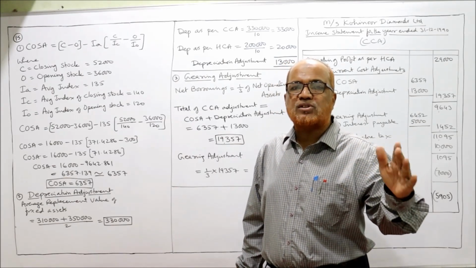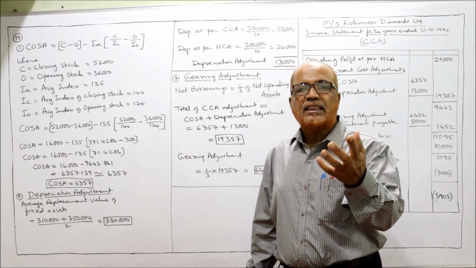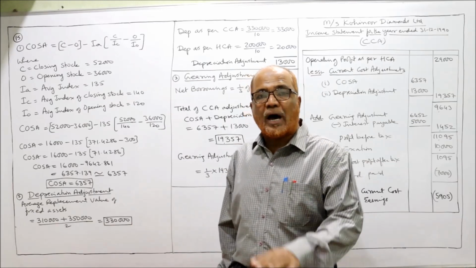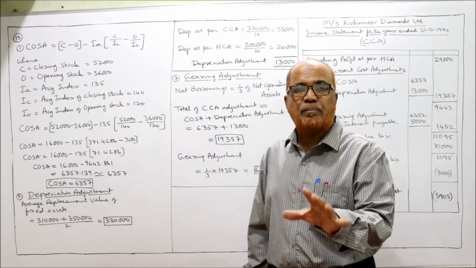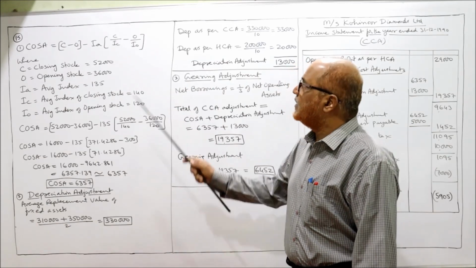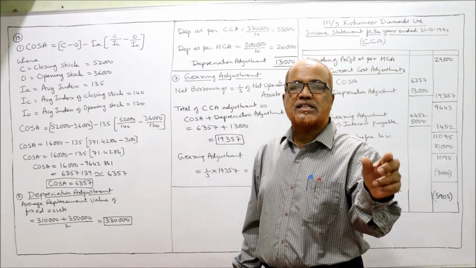The current cost value of the fixed asset at the beginning is 3,10,000. At the end of the year, the current cost value of the fixed asset is 3,50,000. The average replacement cost is 3,30,000. Now we can calculate depreciation as per CCA, current cost adjustment.